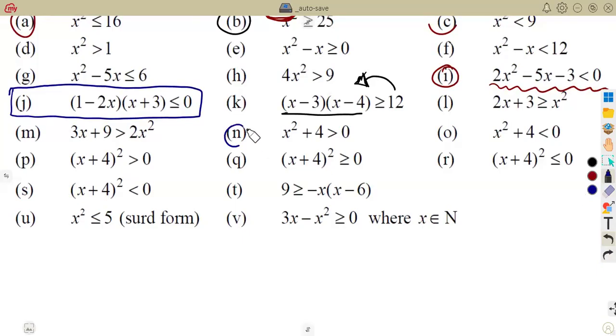You cannot have a difference of 2 squares like question n here. It's not possible. We cannot factorize x squared plus 4. It's impossible. So there we do not have a solution. None. Other parts can be factorized. So do yourself a favor. Work out as many questions as possible.